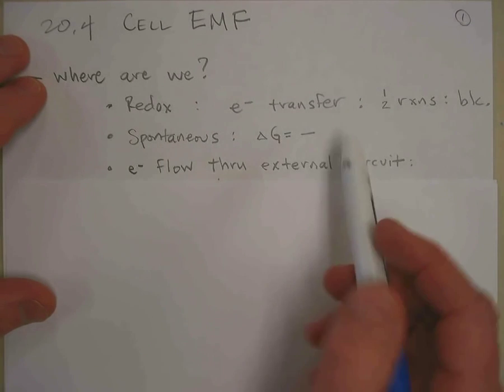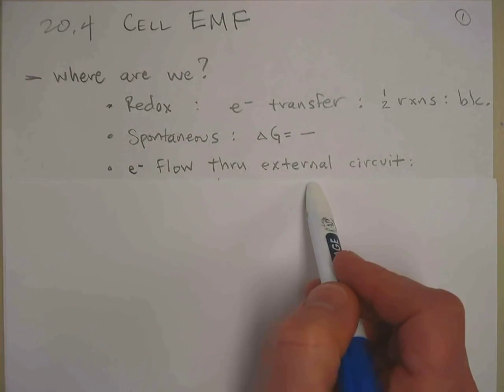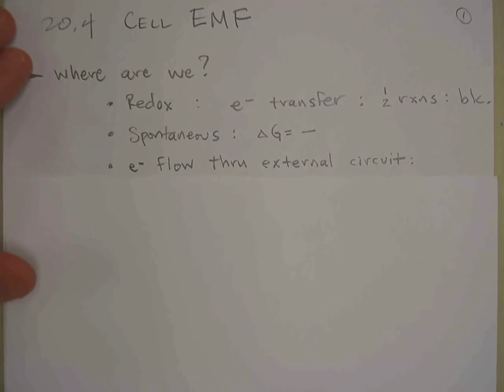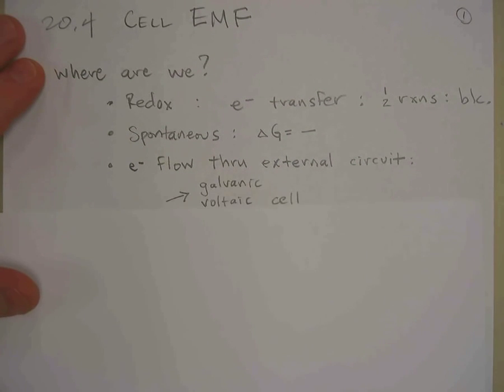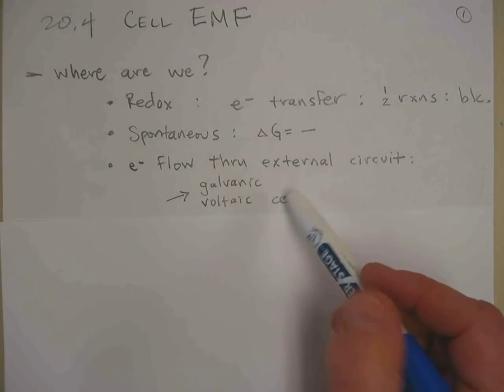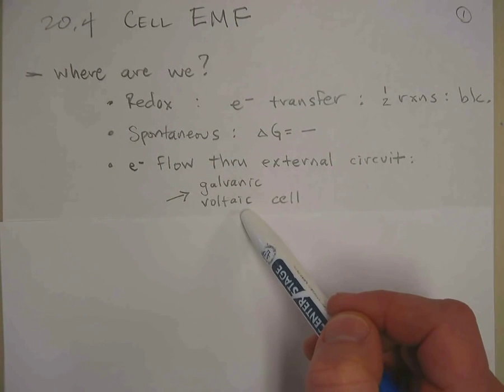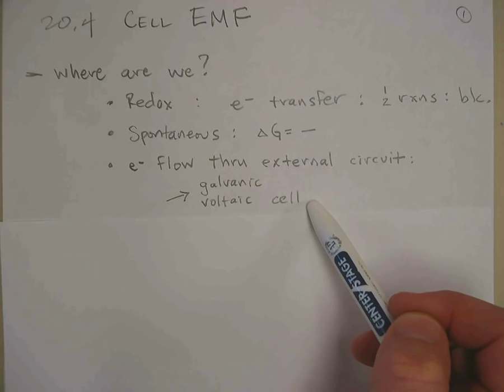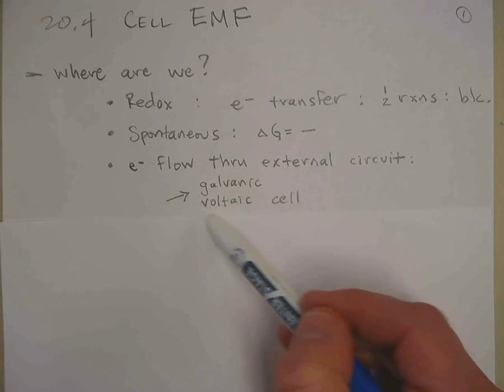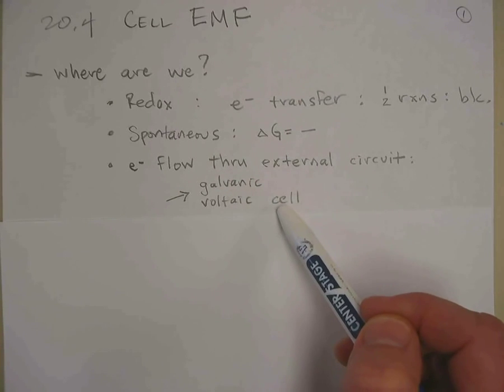We can capture this electron flow through an external circuit, and when we do that, we create what's called a galvanic or a voltaic cell. A galvanic or a voltaic cell. You should be able to use those two terms interchangeably.